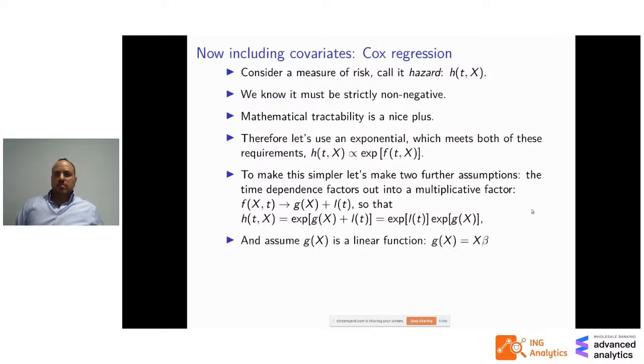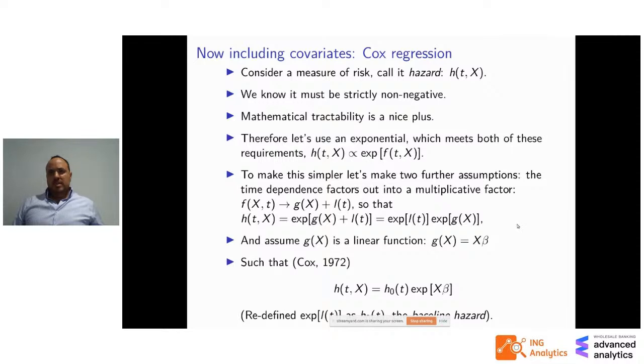And now let's make a further assumption and say that the dependence on the covariates is purely linear. Okay, simplest possible thing you can do. And we're also going to relabel the exponential of L of t, the time dependence, into H0 of t, which is called the baseline hazard. This is a model proposed by Sir David Cox in 1972. And this is the standard workhorse in survival analysis.